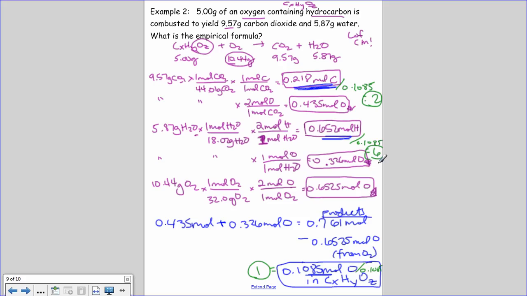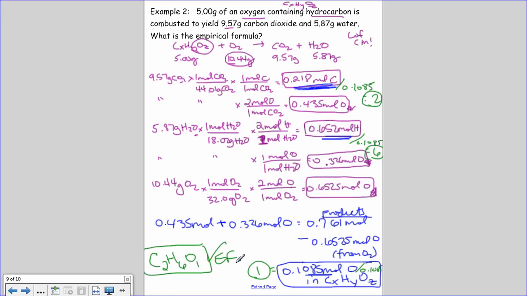Okay, so if you're looking at your calculations, you're going to be rounding to those integers, meaning our final answer is carbon 2, hydrogen 6, oxygen 1. Okay, this is our final answer. This is the empirical formula of our hydrocarbon.